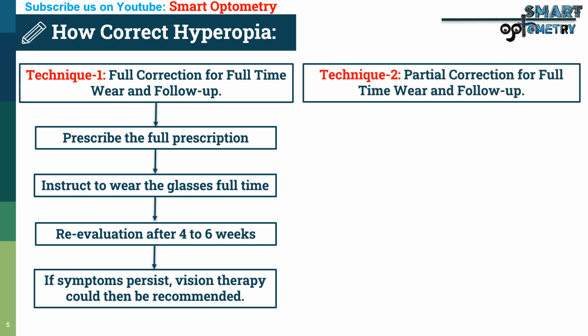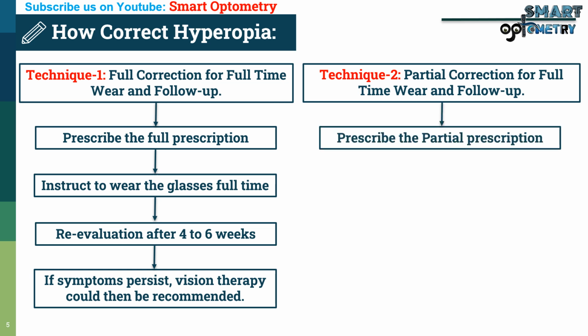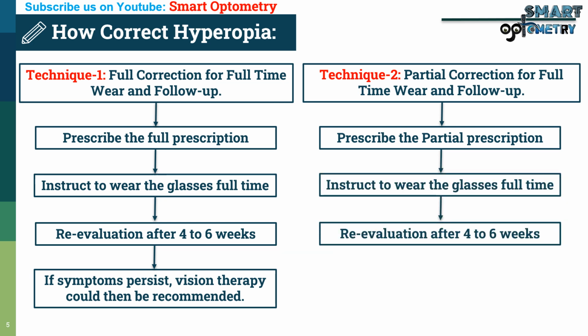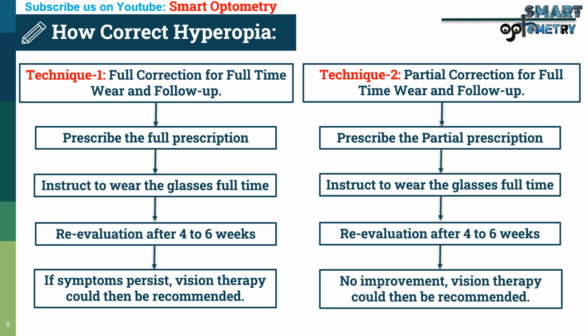Technique 2. Partial correction with full-time wear and follow-up. Alternatively, we can prescribe a partial correction for full-time wear. Again, after 4 to 6 weeks, we re-evaluate the patient's symptoms. If there is no improvement, we consider adding vision therapy.